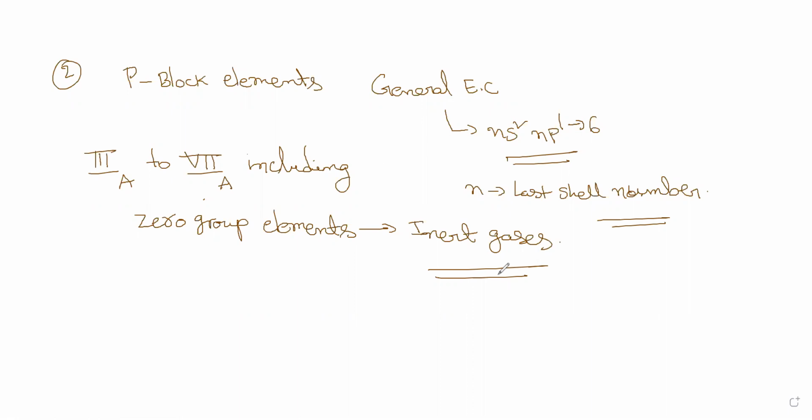Okay. Now that is P block elements. S, P, D, F are the 4 blocks in the periodic table. This is the second one, P block elements. General electron configuration NS2, NP1 to 6. Third A to 7th A, including 0 group elements. 0 group elements are inert gases. One by one we'll see what is what. Now, is this clear?